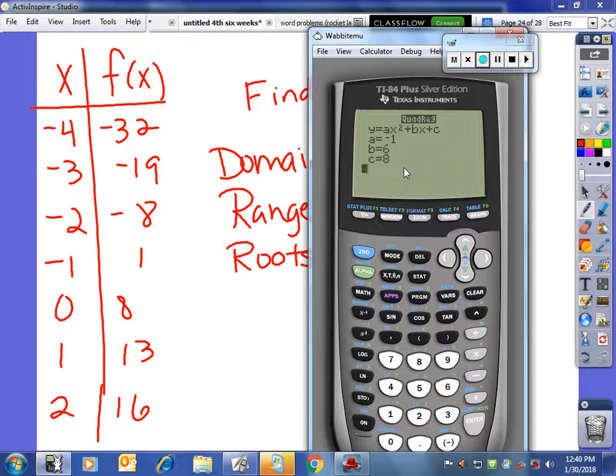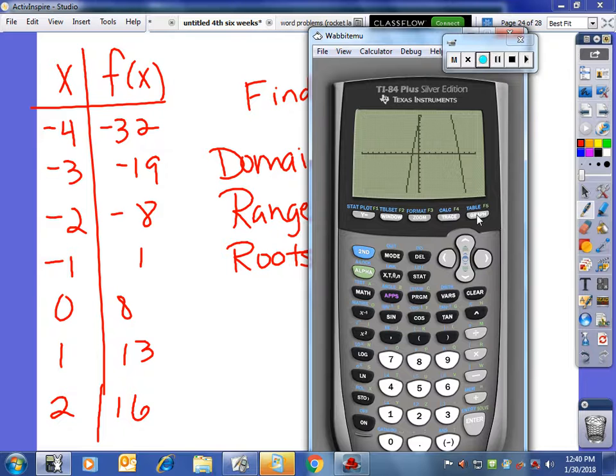So now I can write the equation of this parabola, this quadratic function. Y equals negative x squared plus 6x plus 8, right? Where do I go now that I know an equation? Right. Y equals negative x squared, what was it, plus 6x plus 8.